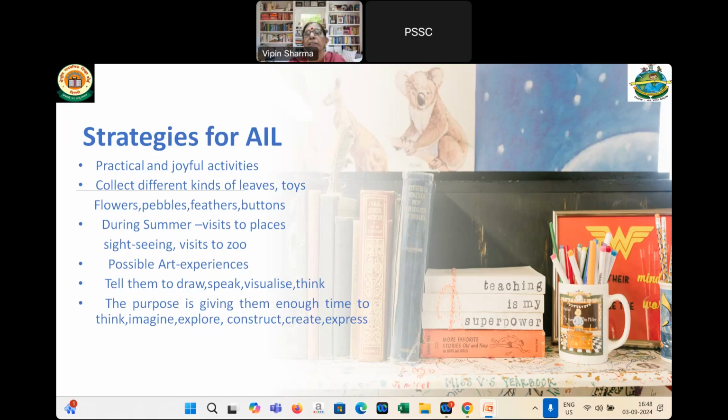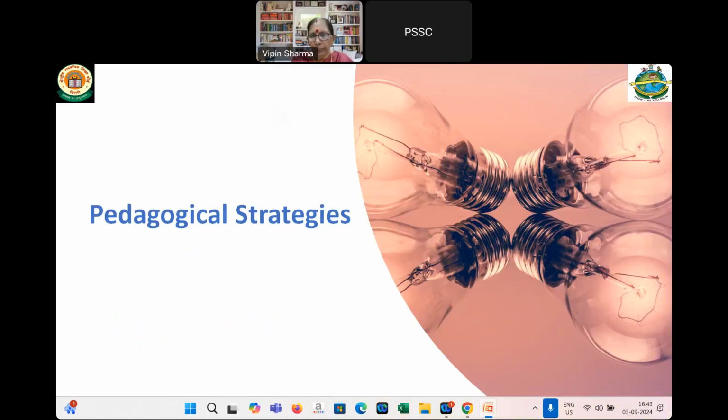This is art integrated learning. When the students start thinking, imagining, exploring, constructing, creating, expressing, that's art integration. Playway method. Pedagogical strategies, some more strategies.